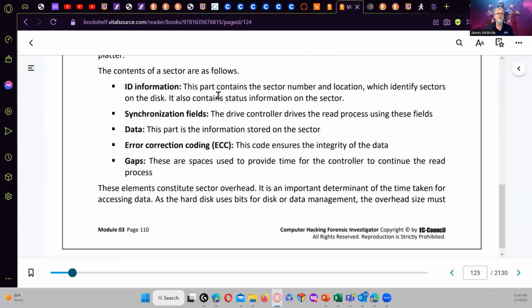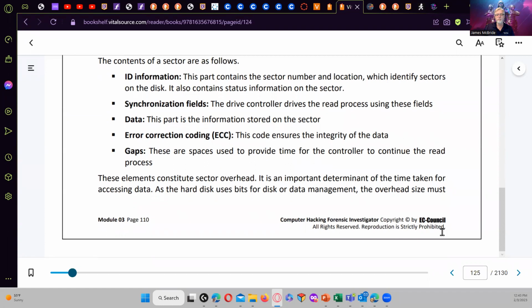So the ID information contains the sector number and the location. So we're going to say it's sector 17. This is its physical location. Then you're going to have the synchronization fields. The drive controller drives the read process using those fields, so being able to synchronize that data. Error correction, just in case we had something wrong. So there's error correction code in there to make sure the data has integrity. And then there's gaps used between them. And we talked about that.